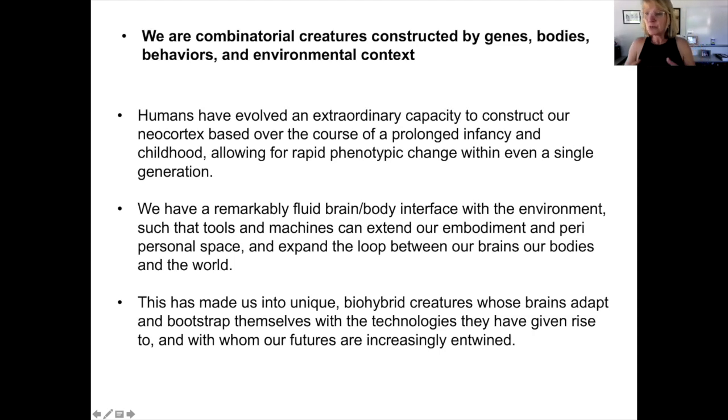So our tools are not simply an extension of ourselves. They are now part of the human, I would say part of the human brain-body experience.